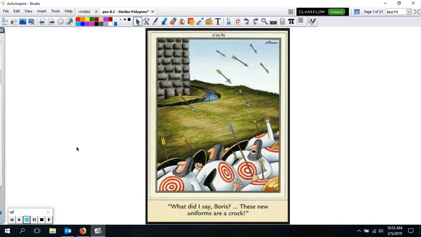There's another Far Side. What did I say, Boris? These new uniforms are a crock. I love this one with the bull's eyes on their uniforms. Somebody didn't order those correctly.